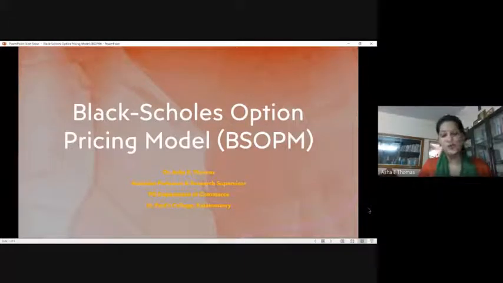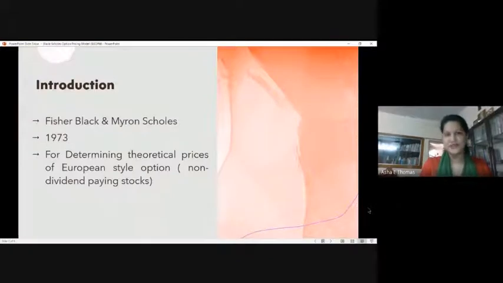Now let's look at how this is going to be. So this is the background about this model. As indicated by the name itself, this has been introduced by Fischer Black and Myron Scholes. They have gone with a lot of theories in investment management. One of their well-accepted theories is the Black-Scholes model. It was first proposed in the year 1973. And as I said at the beginning, it is for determining the theoretical price of European style option.